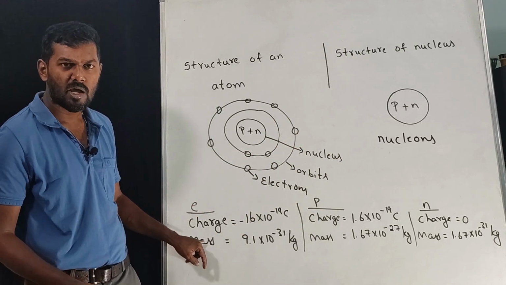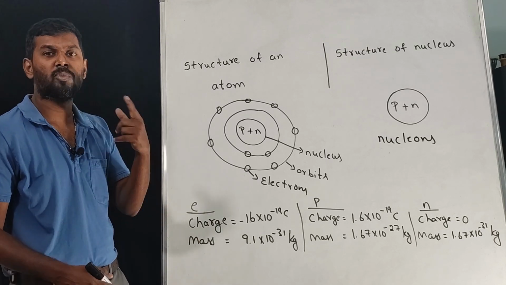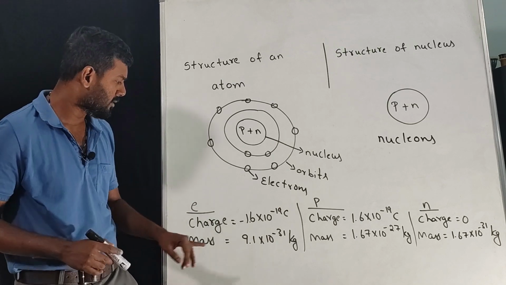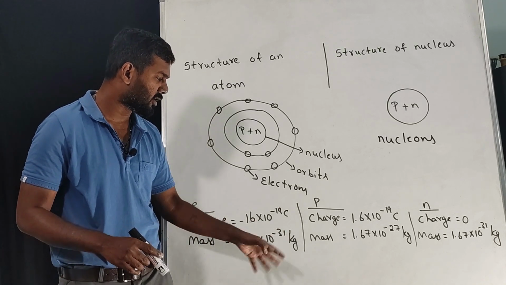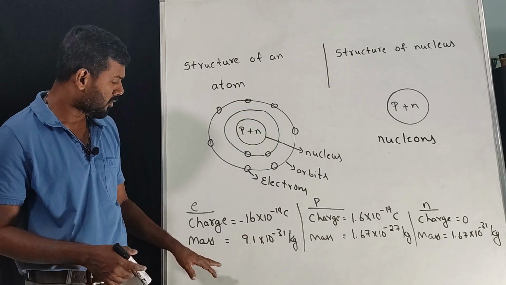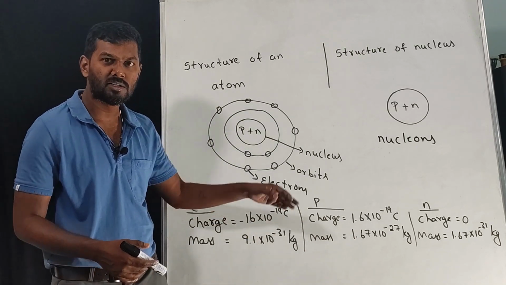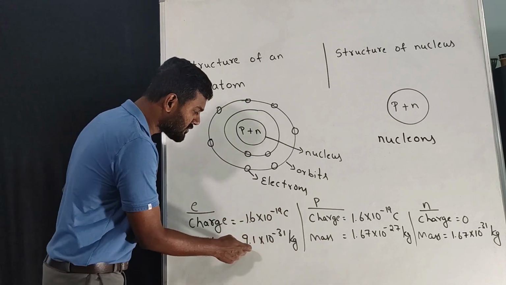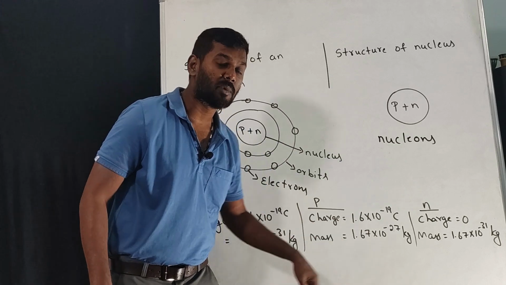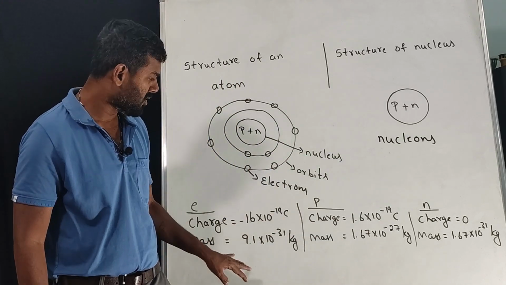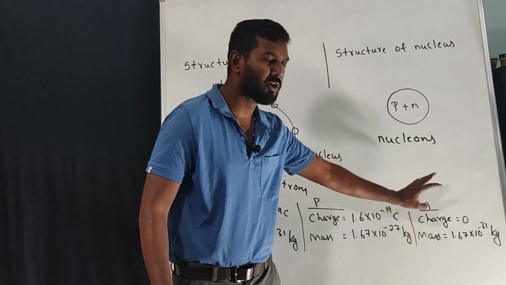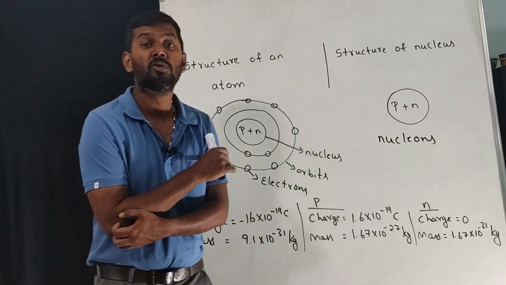Then the mass of an electron is less than the mass of a proton. Keep that in mind. It is 9.1 into 10 power minus 31. You may be thinking it is just 1.67 and this is 9.1, how can sir say that the mass of an electron is lesser than the mass of a proton? See, not only this value, the 10 power is also very important. 10 power minus 27 for the proton, but here 10 power minus 31. So the mass of an electron is less than the mass of a proton. Then neutrons, they are neutrally charged.